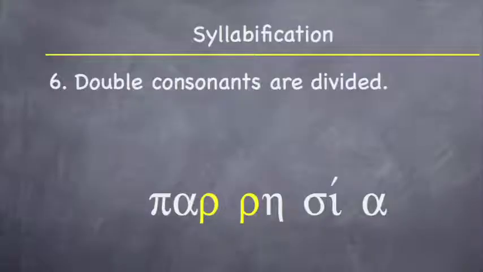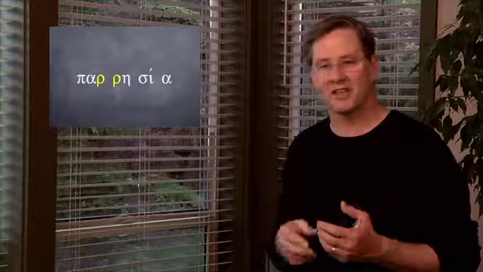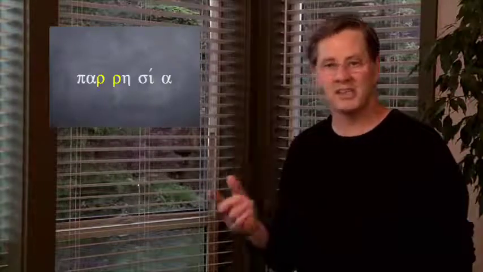So that's rule 5. Rule 6 is very much like the rule we have in English, and that is that double consonants are divided. So in this word, you have 2 rhos in a row. That's your double consonant. And you have παρ-ρη-σία. Okay? So that's rule 6.